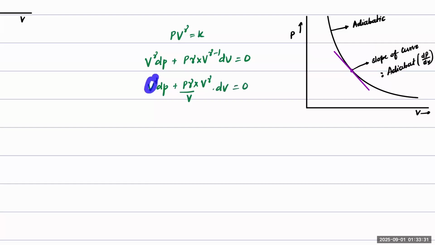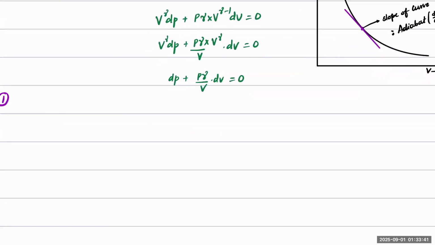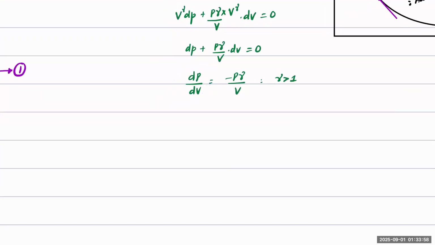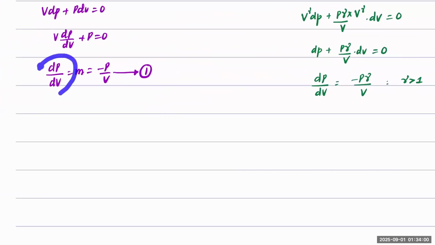Now you can see V raised to the power of gamma is common. So if I remove that, I'll get dP plus P gamma by V into dV equal to 0, or simply dP by dV is equal to minus P gamma by V. And you know that gamma is always greater than 1, right? So this is the slope of an adiabat. This is the slope of an isotherm.